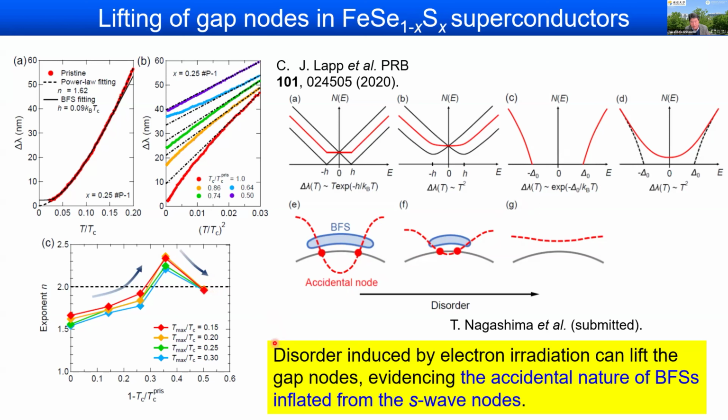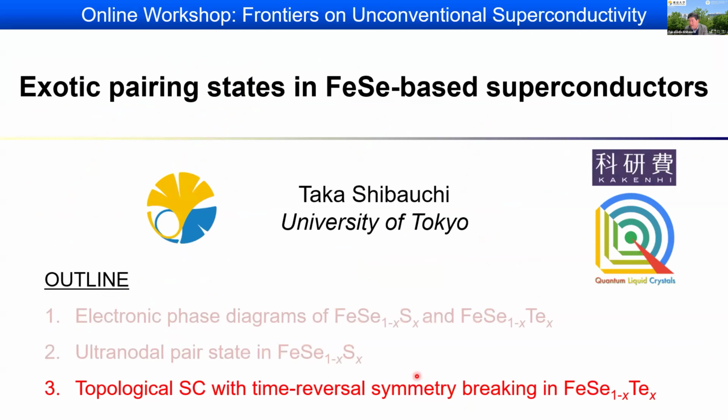Okay, so our conclusion is that the disorder induced by electron irradiation can lift the gap nodes, evidencing the accidental nature of the Bogoliubov Fermi surface, which originally comes from the S-wave nodes. Okay. So in the last 3 minutes, let me discuss briefly the iron selenium tellurium superconducting state.